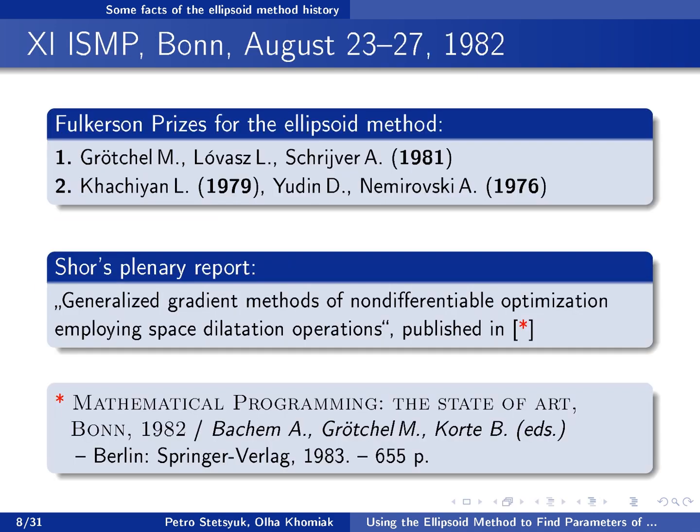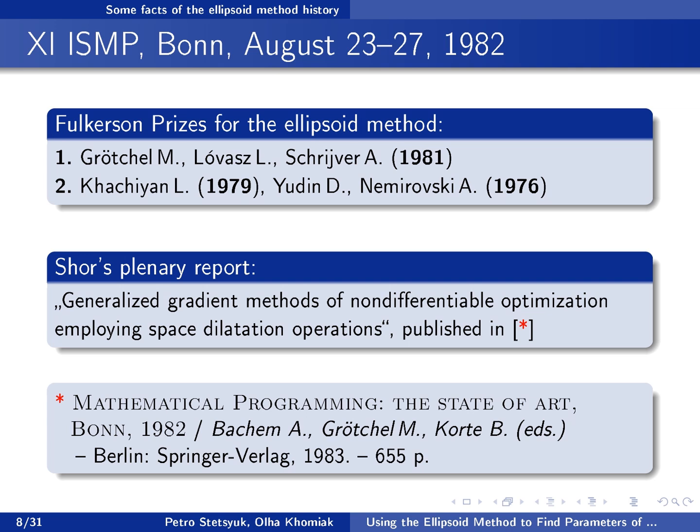Much attention was paid to the ellipsoid method at the 11th International Symposium on Mathematical Programming held in Bonn in 1982. Here 2 scientific groups were awarded the Fulkerson Prize. The first group includes Martin Grötschel, László Lovász, and Alexander Schrijver for their work in 1981, in which they proposed a number of polynomial algorithms for combinatorial problems, based on the ellipsoid method.